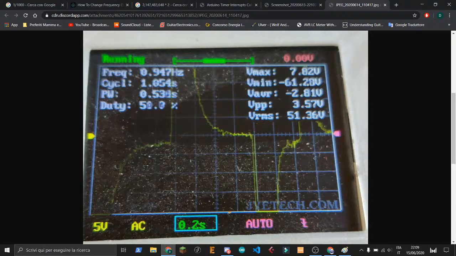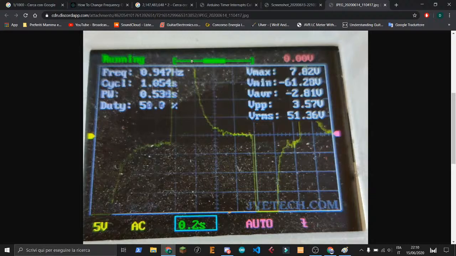So let's see. Also, minimum is -61 volts. Oh my gosh, what the hell? -61 volts? Wow, you have some serious peaks here. And the root mean square is 51 volts. Wow. Also, your frequency is less than 1 hertz, but yeah, I guess it's an LFO, so it makes sense.